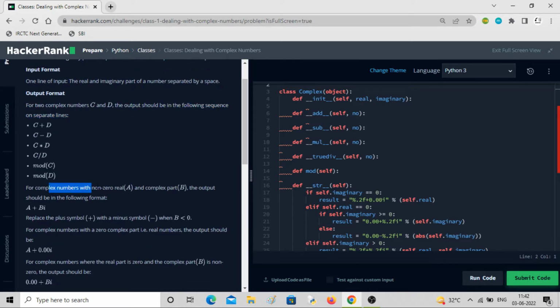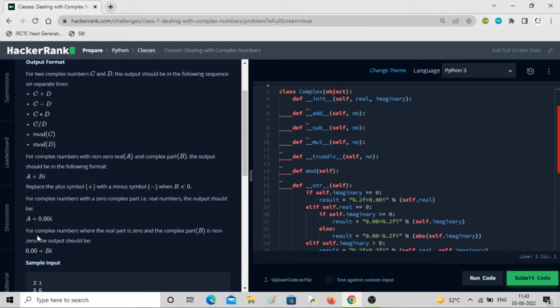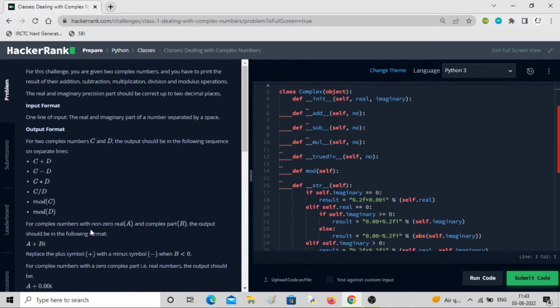So for a complex number with non-zero real and imaginary parts, the output will be in this fashion: A plus Bi. But you replace the plus symbol with a minus symbol when B is less than 0. So if the value of B is less than 0, then replace this positive sign with negative. Now a complex number having only a real part will be represented like this: A plus 0.00i, and if it has only an imaginary part, it will be represented as 0.00 plus Bi. Right, so these are the representations you have to take care of.